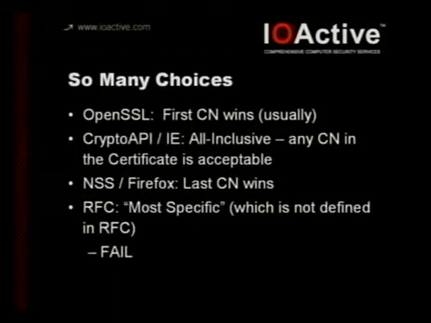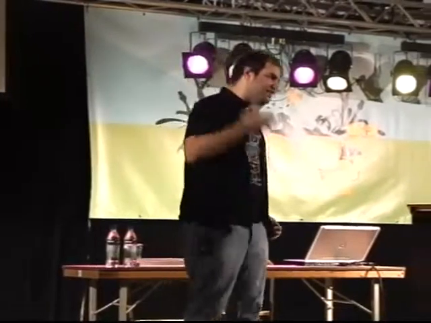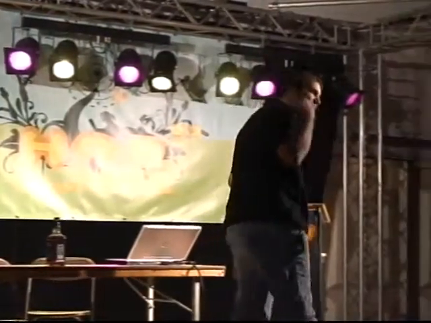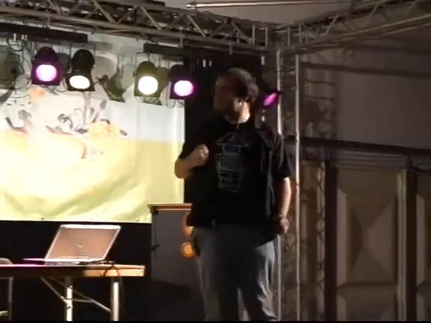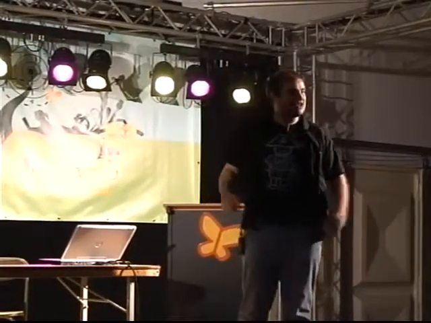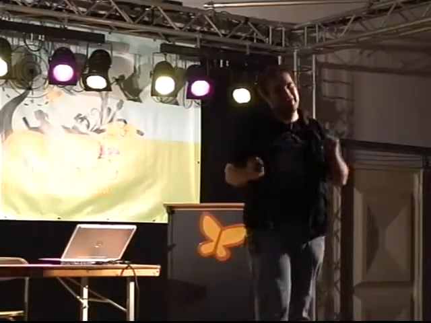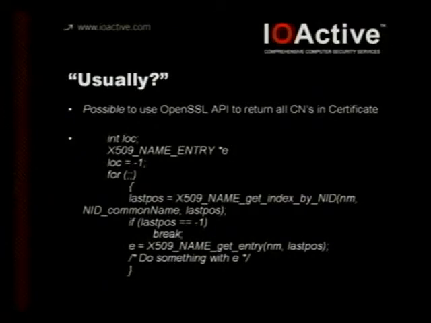If you have OpenSSL, the first common name wins. If you have Crypto API as part of Internet Explorer, all common names. It's an all-inclusive policy. And if you have NSS with Firefox, the last common name is the one that the browser actually validates. Now remember, the certificate authority is trying to communicate with the browser. The certificate authority doesn't know which browser it's talking to, and all the browsers will hear different things. So first, all-inclusive, last, we actually have a fail policy. How great is that?